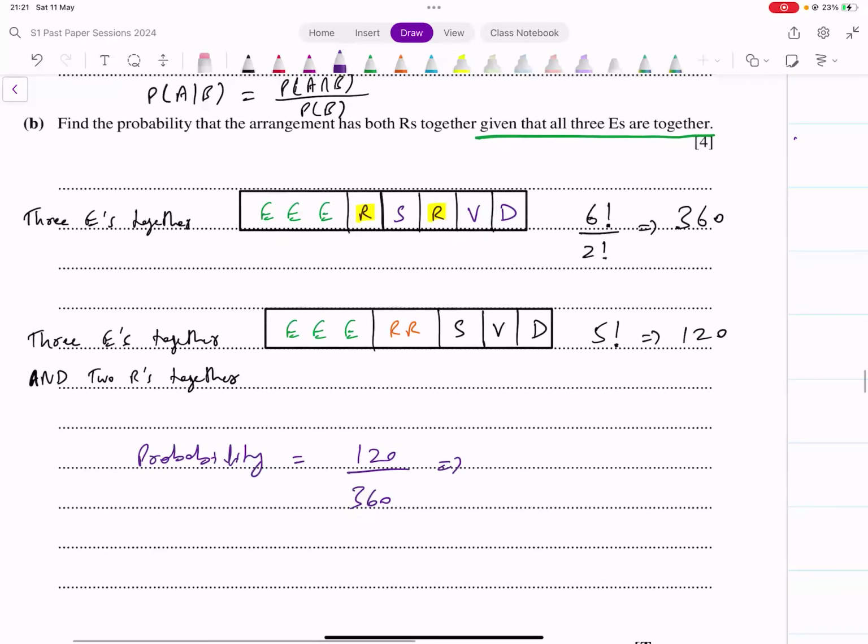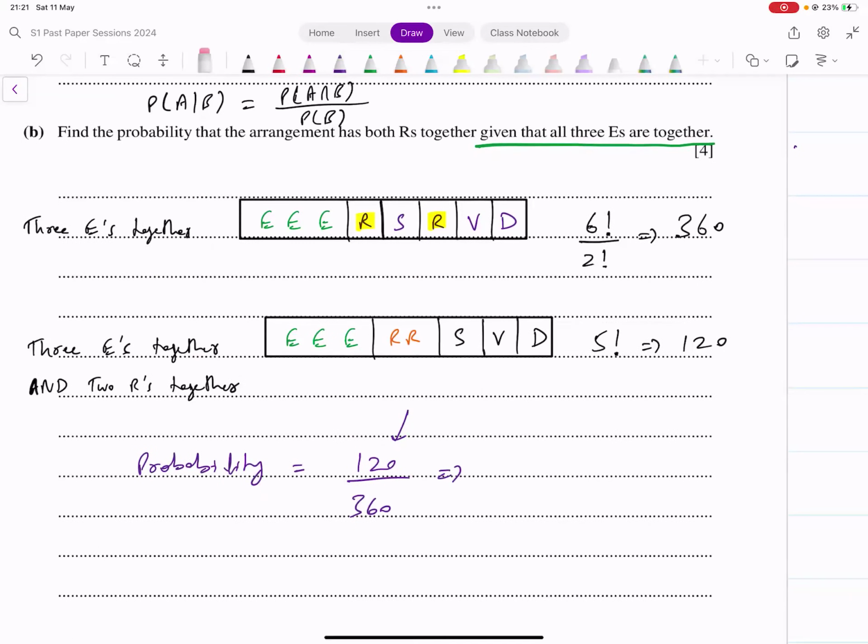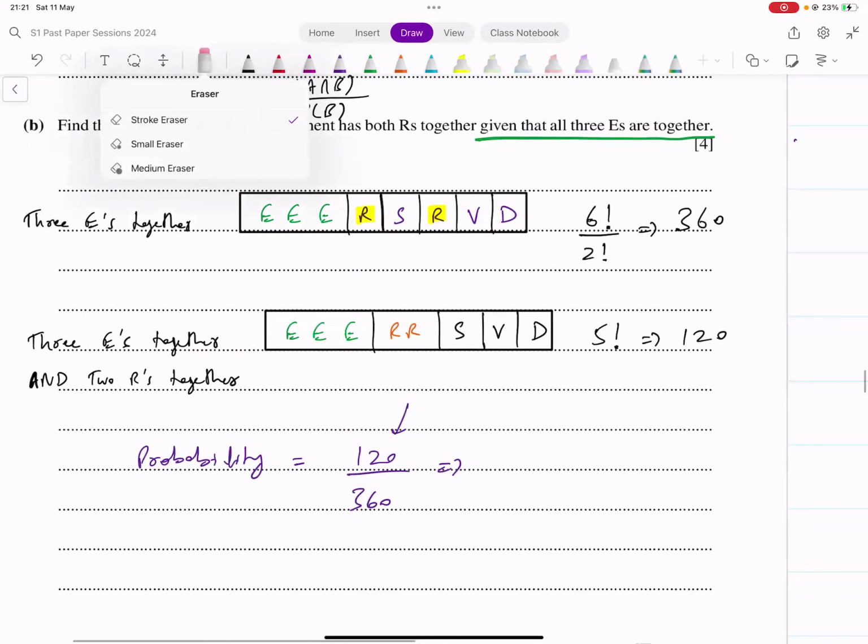In the numerator, we have the possible outcomes when both conditions are true. In the denominator, we have the outcomes where 3 E's are together, the case that was given. Okay, you can see what this is. 120 over 360, what does that give us? 1 over 3. That's going to be our final result. So the probability is 1 over 3.